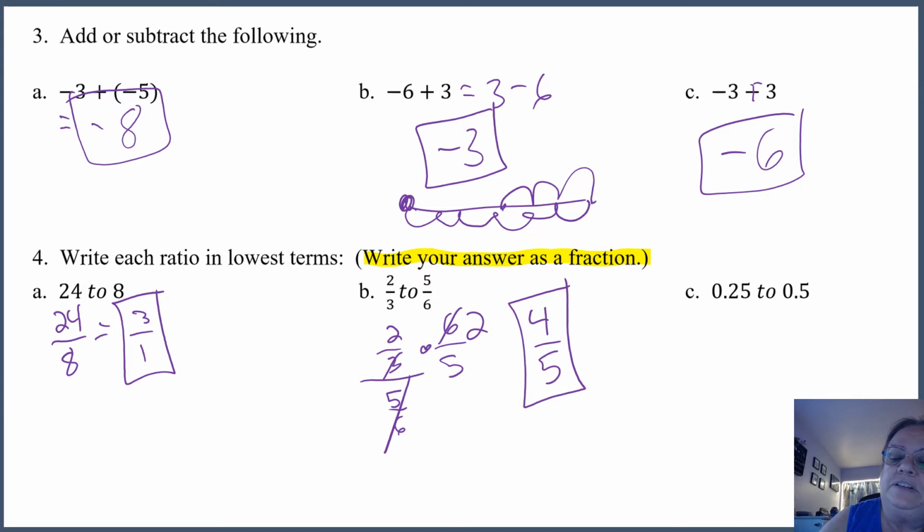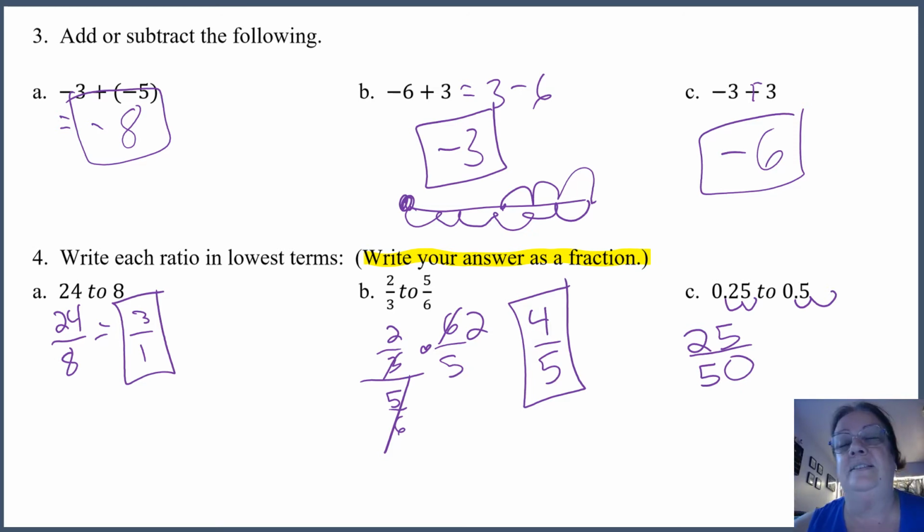All right, a little more difficult with the decimals. Now, if I'm going to convert these, I take this over two decimal places, and it becomes 25, and this one over 2, so it becomes 50. Hopefully you see right away that that's 1/2, because 25 is half of 50.